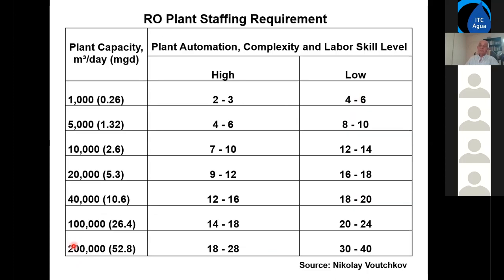Some plants are bigger than this. Today, we have plants of 600,000 cubic meters per day. So this will go in an asymptotic way. Not necessarily do you need many more operators for a much larger plant, but you may need more maintenance people, not so much labor. You need less administration. So I would say if you go three times bigger, the number of operators will be maybe 50% higher.